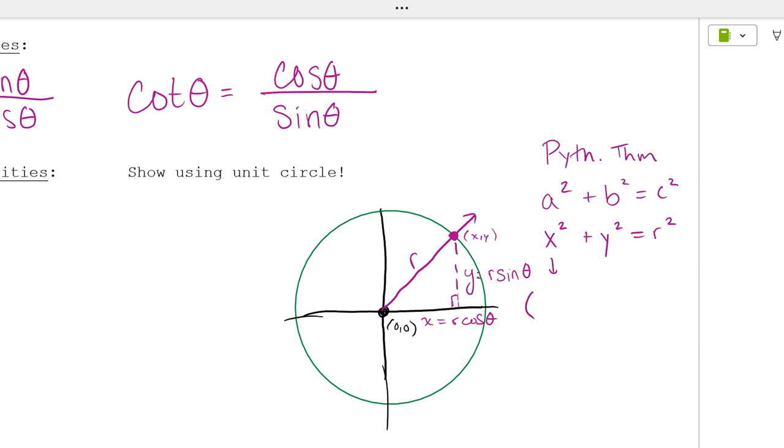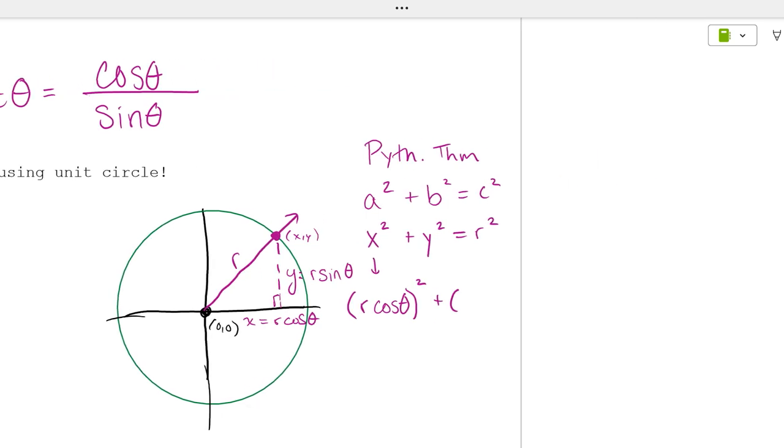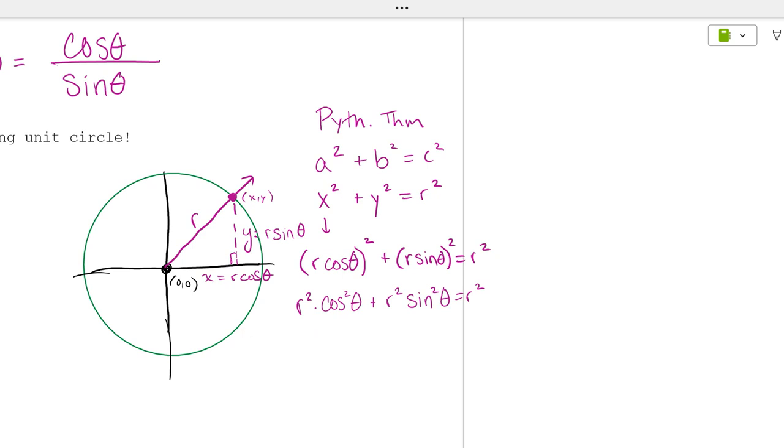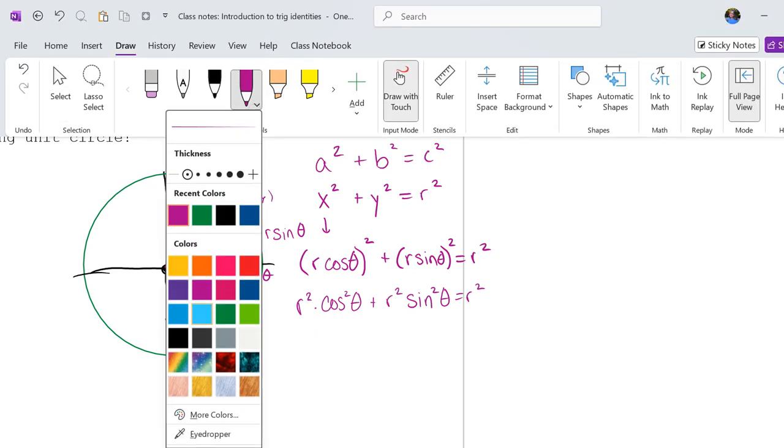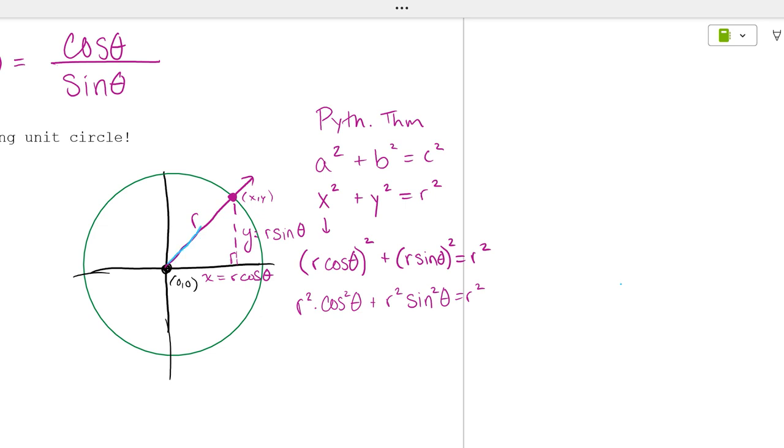But I can replace x with r cosine of theta, and I can replace y with r sine of theta. And I'm going to leave r squared as it is. Well, if I distribute that square, I get r squared times cosine squared plus r squared times sine squared equals r squared.